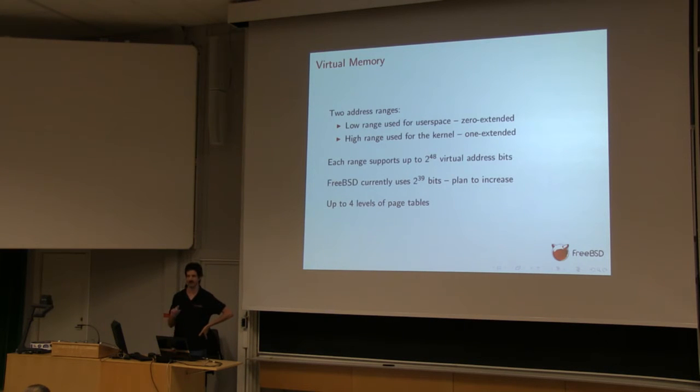Each range can have up to 48 bits of virtual address space, but because it was easier when I did the work, we've only got 39 at the moment. We're working on improving this now. And we use a 4 level page table, so it's very similar to AMD64 if you've worked with the virtual memory there with the page table layout. The reason for 39 bits is that it uses 3 page tables, and that was the first thing I got working, so I left it at that.